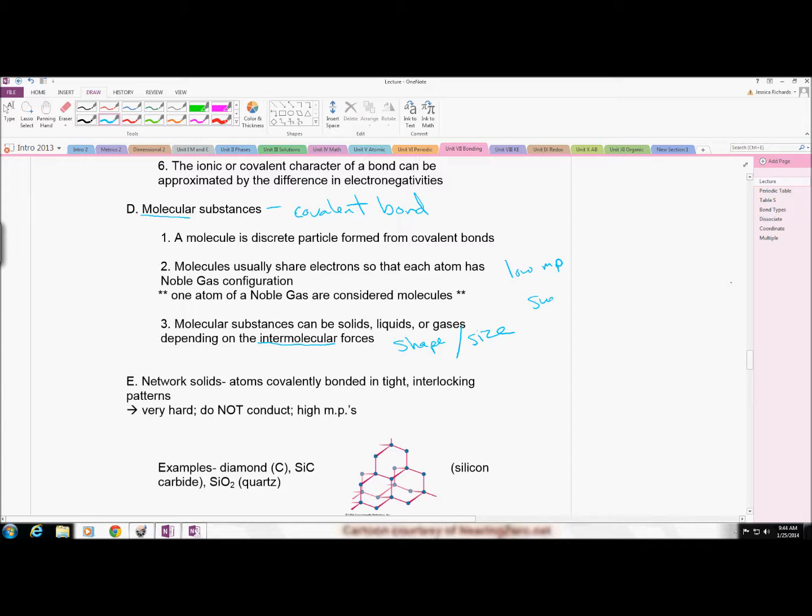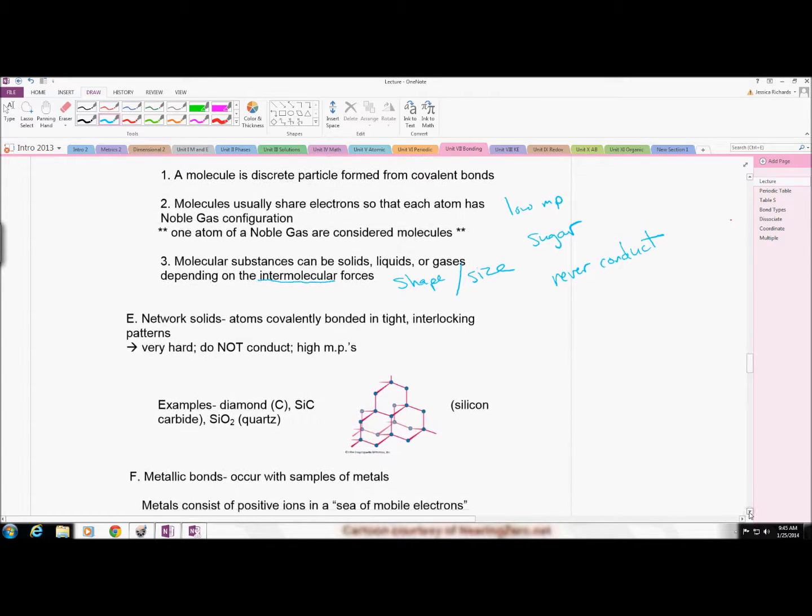Sugar is a good example of a molecular solid. You can melt sugar on the stove, but you can't melt salt. Salt is ionic, high melting point. Sugar you can melt and make caramel, so low melting point. They never conduct electricity. Pure water does not conduct electricity.